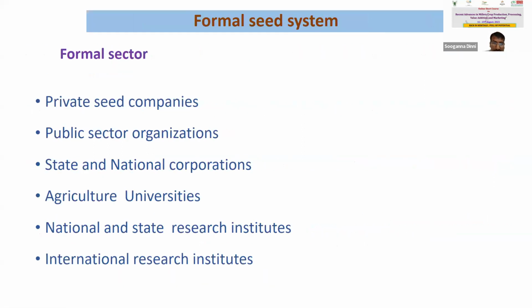In case of the formal system, here we have a well-established system, like all the private seed companies will be there, all the public sector organizations like ICAR, state agriculture universities, and the state and national seed corporations. There are 15 state seed corporations and 1 national seeds corporation. Their main job is to produce the foundation and certified seeds, and the agriculture universities meet the local demands of the respective states, and the national and state research institutes and international research institutes like ICAR-IIMR.